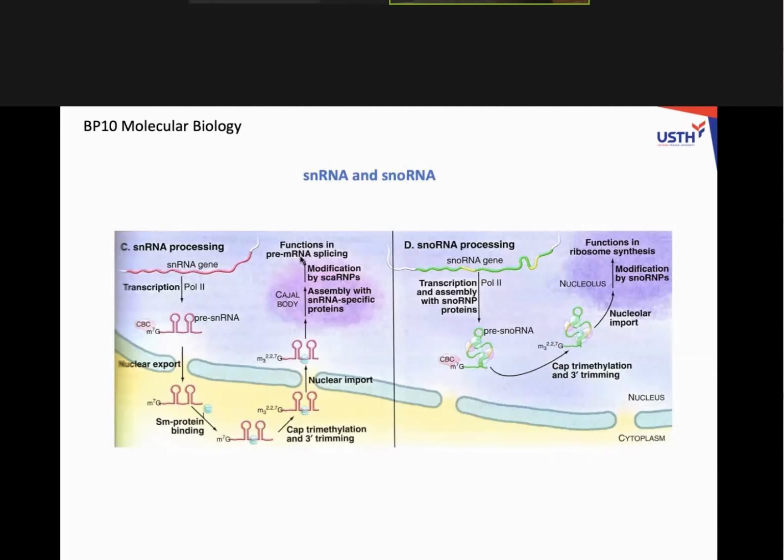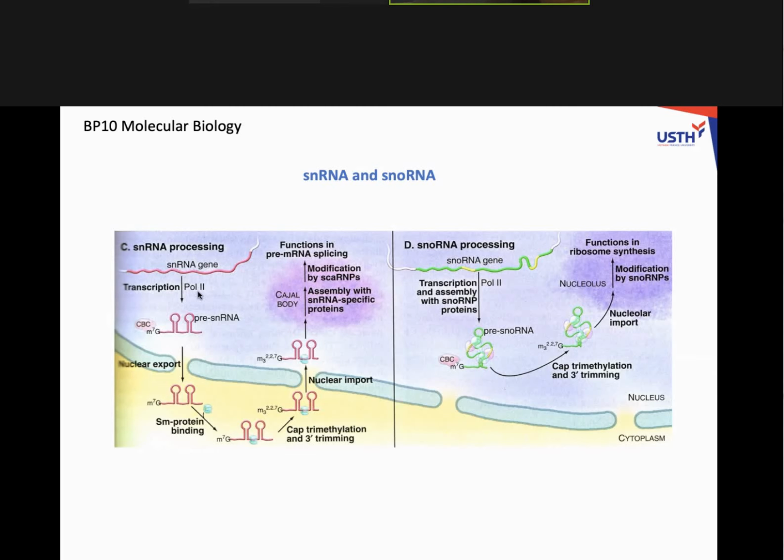For the snRNA, it's the splicing factor. For the snoRNA, it's the ribosome biosynthesis. It's conceptually exactly the same. Those snoRNA genes are transcribed by Pol2, exactly like the snRNA genes. The only difference is that the pre-snoRNA doesn't go into the cytoplasm before coming back to the nucleus. The pre-snoRNA stays in the nucleus and is interacting with proteins and then goes directly into the ribosome biosynthesis.